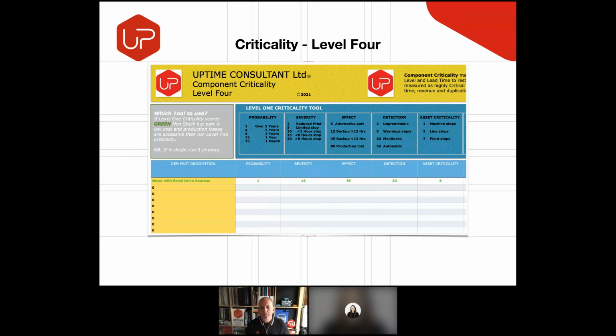And then we look at the criticality of our particular asset. Is it a subcomponent of a complete asset group that we can do without while we get it back up and running? So does it stop just the machine or the line, or is it a compressor that stops the whole plant, for instance?